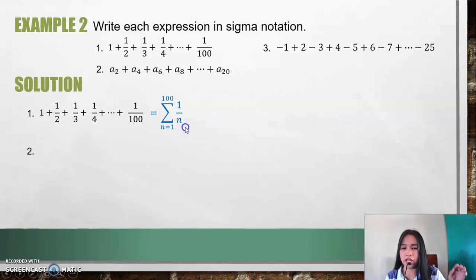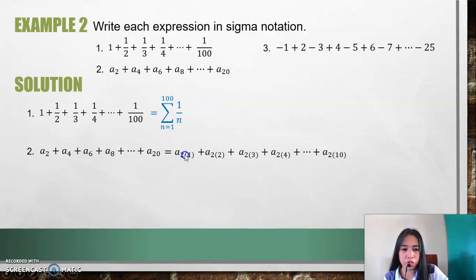Number 2: you observed a sub 2, a sub 4, a sub 6, a sub 8. These are even numbers. Correct? These are even numbers. So, to make it clearer, let us expand it. 2 can be represented as 2 times 1, 4 can be represented by 2 times 2, then 6, 8, and 20. So, all in all, what do you think is our sigma notation? Therefore, our sigma notation is the summation of a sub 2i from i equals 1 to 10.